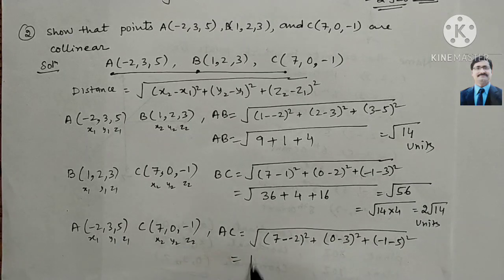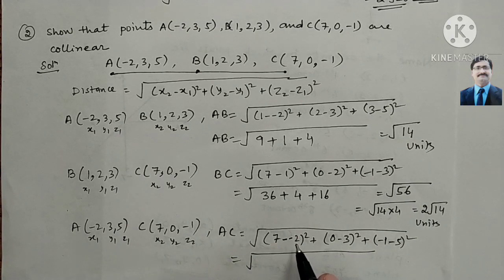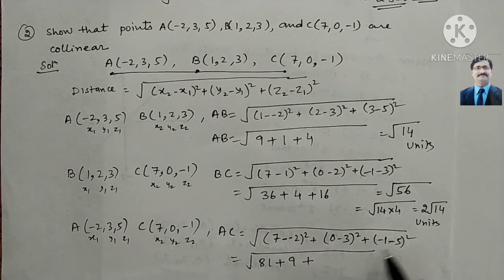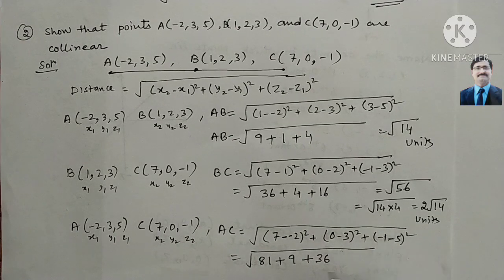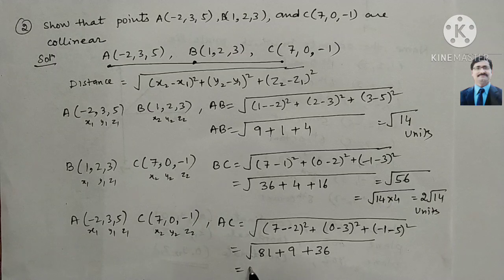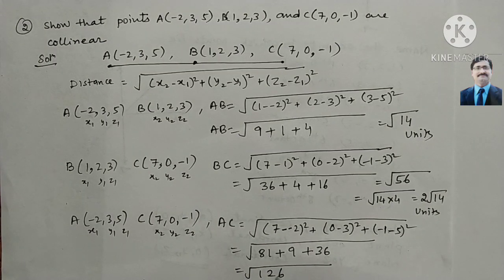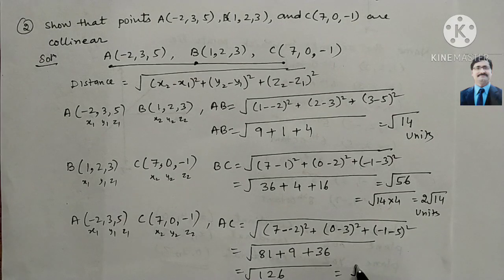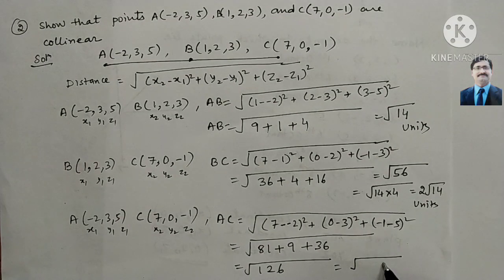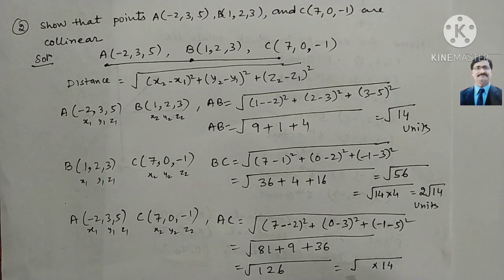whole square. Okay, then 7 plus 2 is 9, 9 nines are 81, and 3 square is 9, and this is 6, minus 1 and minus 5 is minus 6, 6 square is 36. Look here, if we add these, we get here 90. 90 means this add 126, and 126 we can write, we will divide by 14, we will get here 9. Okay, all of you understand this, and this 9 is outside, means 3 root 14.